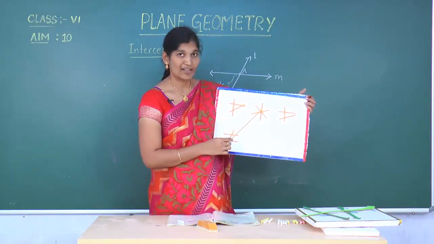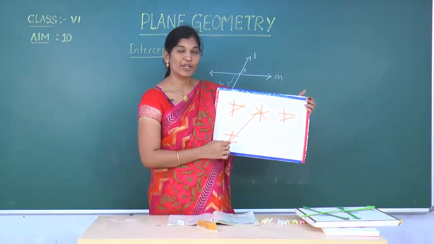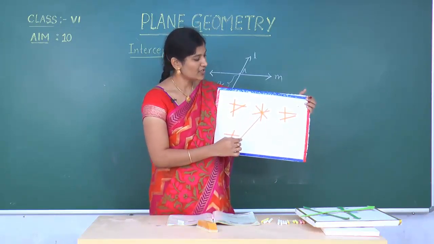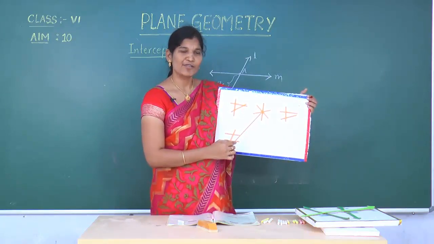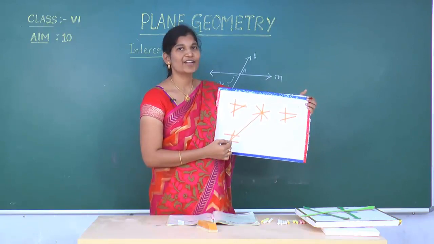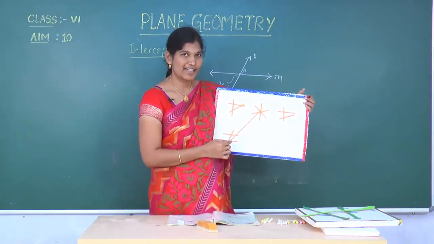Is there any transversal among these three lines? No. Why? Because all these three lines are passing through one point only. So here there is no transversal. These are called concurrent lines.